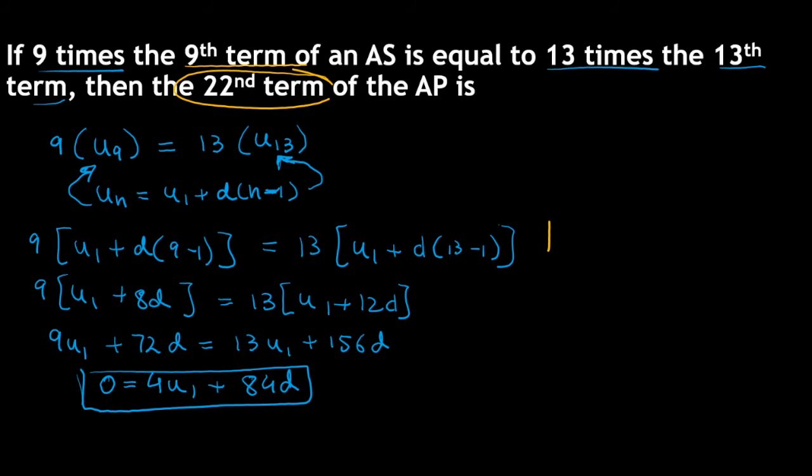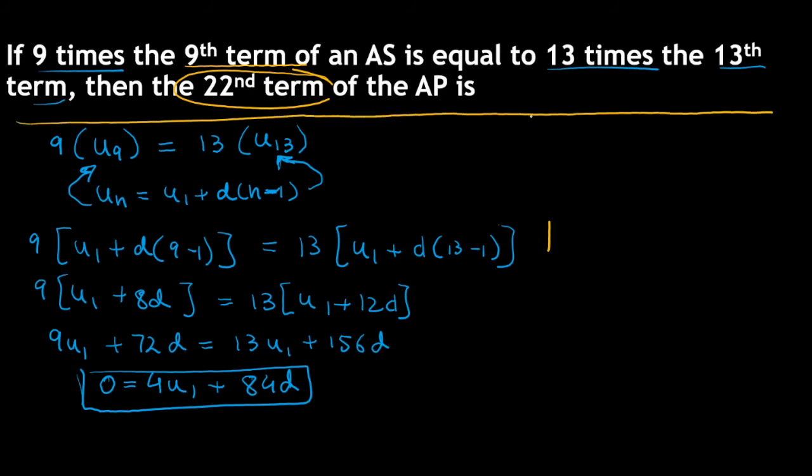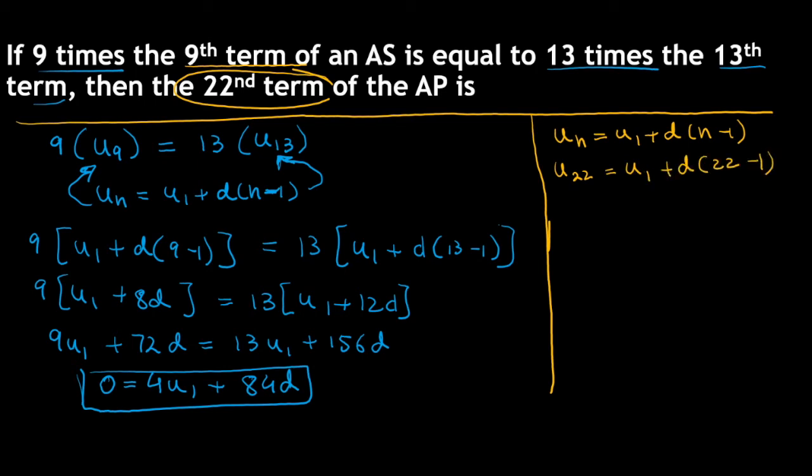So, this is the tricky part. Oftentimes, if this is the first time you're seeing this question, you will be stumped, right? It's fine, no problem. So, how we can move forward is that, again, let's use the general term that we have. un is equal to u1 plus d into n minus 1, right? So if you want this 22nd term, what would it be? u22 would be u1 plus d into 22 minus 1. So the 22nd term will be u1 plus 21d, right?